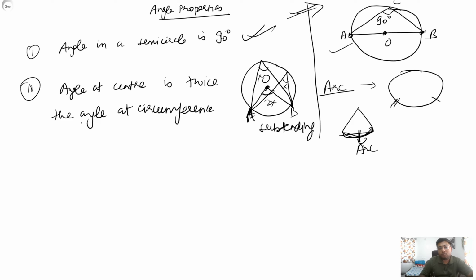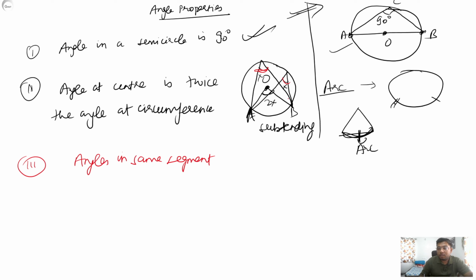That's your theorem. Okay. Now, like I said in theorem number 2, this x and x will be equal. The next theorem is going to be based on that thing only. We call it angles in the same segment.